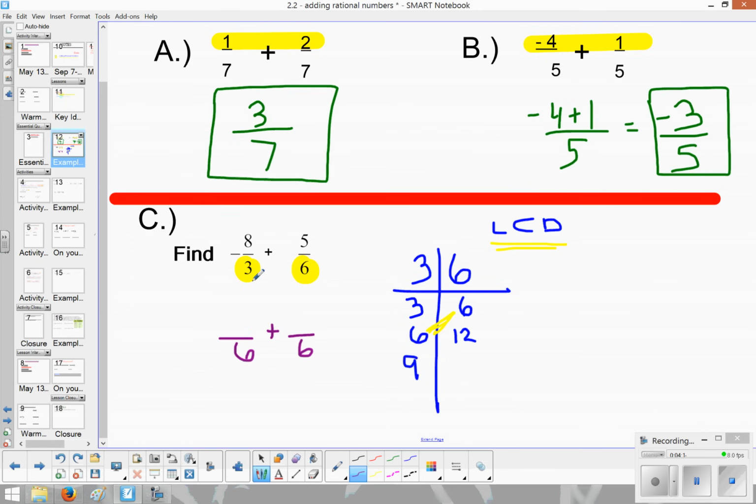Now, the next step, what you're going to do is ask yourself, 3 times what gave me 6? So I noticed that 3 times 2 gave me 6. So I'm going to do 3 times 2 right here. 3 times 2 is 6.